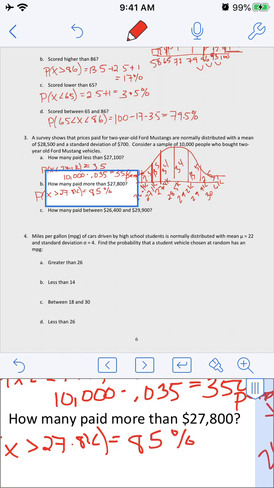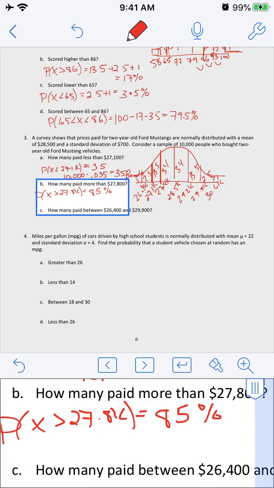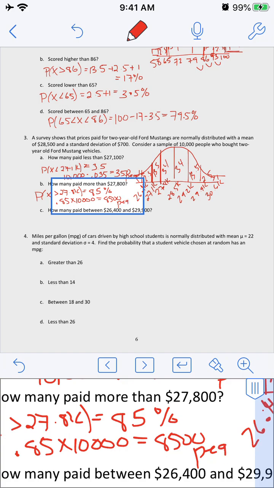85%. And then that times the 10,000 would give us... I think it's 0.85 times the 10,000 people. Yeah, it's going to be 8,500 people. Which makes sense, because it's got the average in there, right? And we can see how much a curve that is compared to the 350 people who got a really good deal.